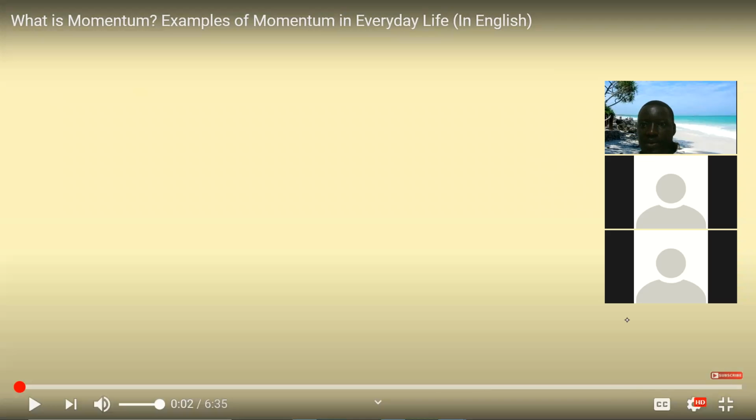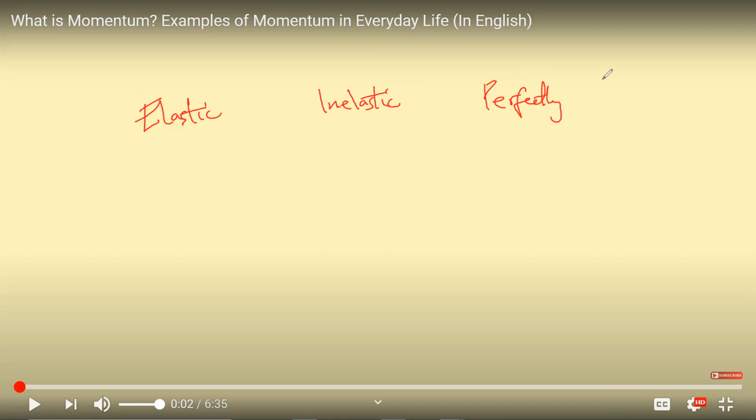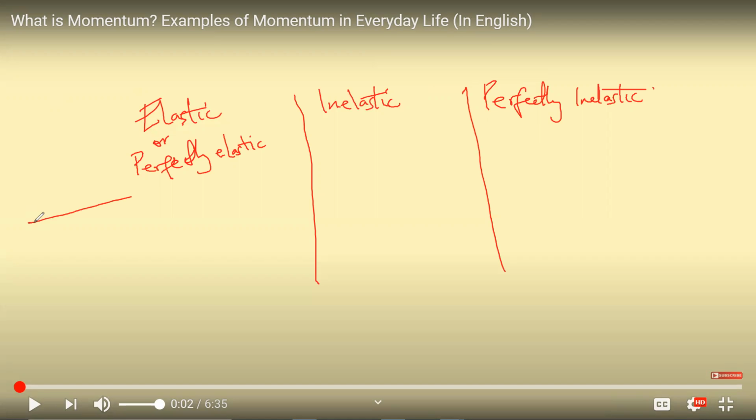I was saying that we have elastic, inelastic, and then perfectly inelastic. And perfectly elastic is the same as simply elastic. But perfectly inelastic is different from inelastic. That's why I'm separating them like this.